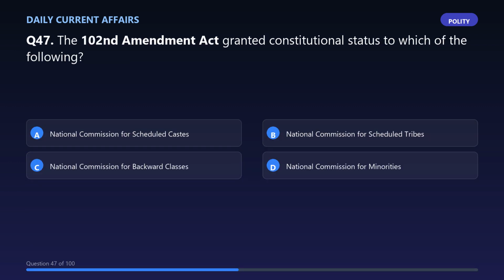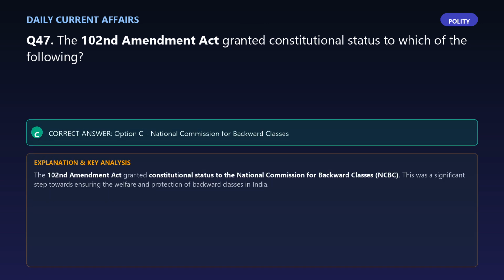Question 47. The 102nd Amendment Act granted constitutional status to which of the following? The correct answer is option C, National Commission for Backward Classes. Explanation. The 102nd Amendment Act granted constitutional status to the National Commission for Backward Classes, NCBC. This was a significant step towards ensuring the welfare and protection of backward classes in India.